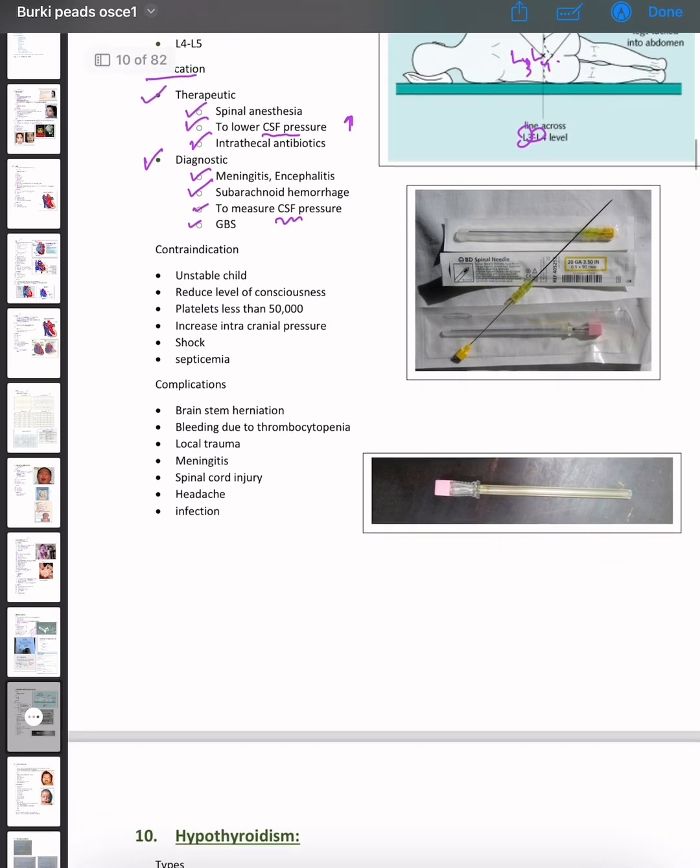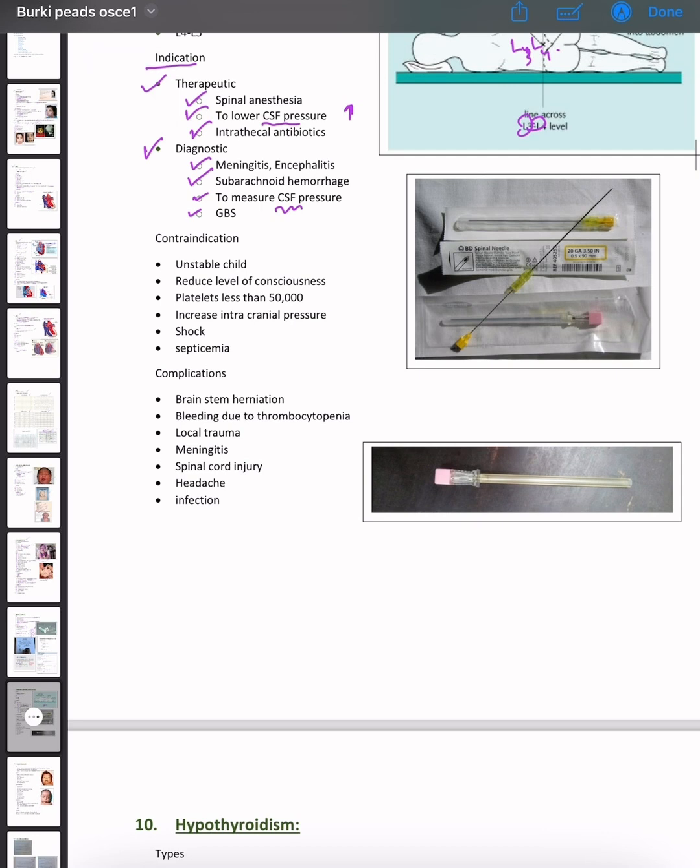What are the contraindications? In an unstable child, LP is not done. Reduced level of consciousness, platelets less than 50,000, increased intracranial pressure, shock, and septicemia. What are the complications? Brainstem herniation can occur, bleeding due to thrombocytopenia, local trauma, meningitis, spinal cord injury, headache, and infection.